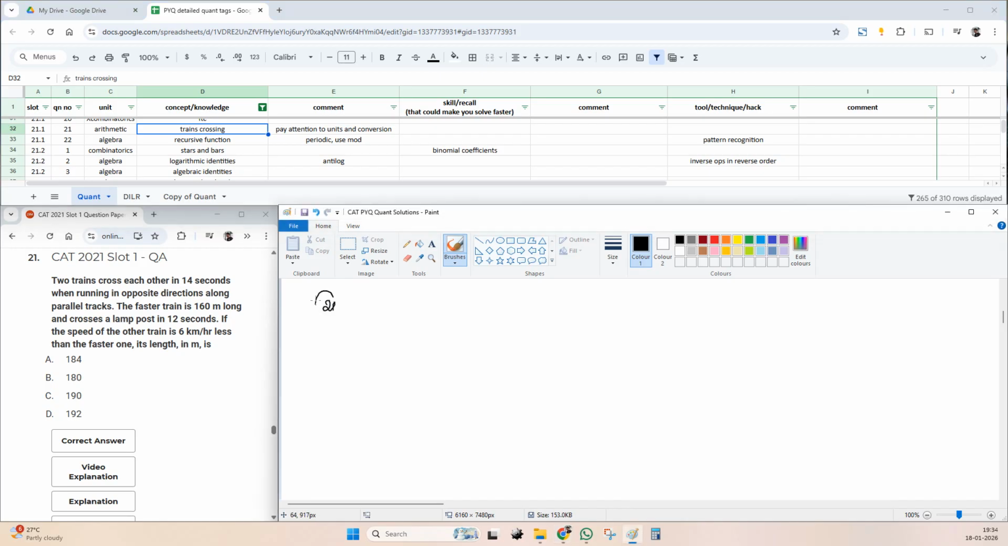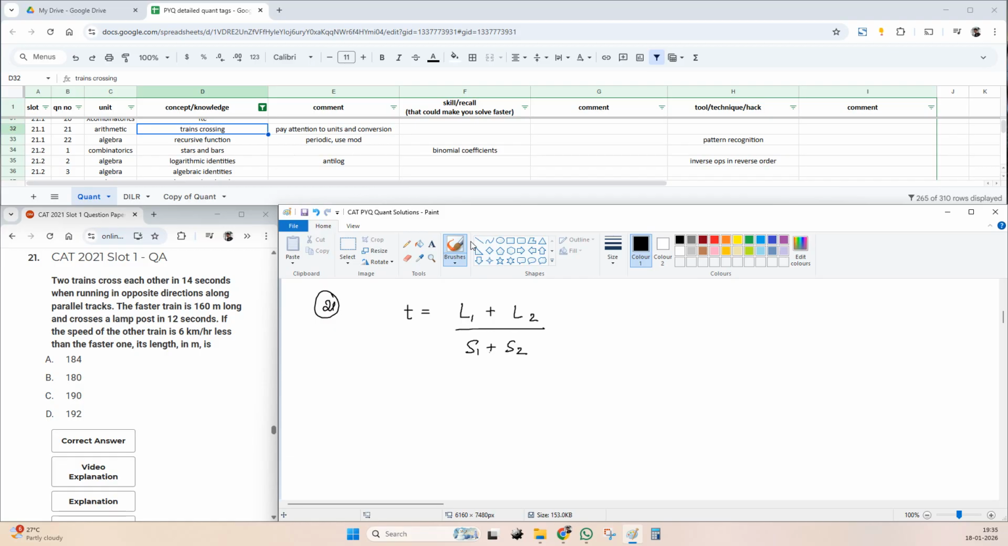Question 21. Now there is one standard formula for the time taken by objects to cross other objects, where either or both of them may be moving. Objects with lengths crossing other objects with lengths when they are moving, and that formula is T is equal to L1 plus L2 divided by S1 plus or minus S2. If it is the same direction, you use a minus in the denominator. If it is the opposite direction, you use a plus. So in this case it is opposite, so I'm going to use a plus.